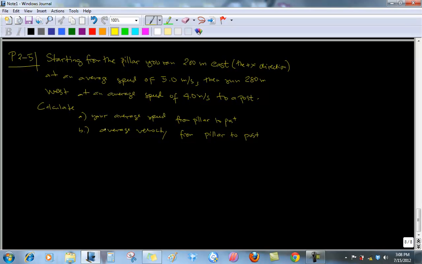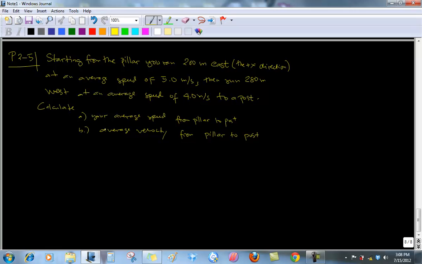Okay, we have here problem 2-5. It states that starting from the pillar, you run 200 meters east, the positive x direction, at an average speed of 5.0 meters per second. Then run 280 meters west at an average speed of 4.0 meters per second to a post. Now calculate letter A, your average speed from pillar to post, and letter B, average velocity from pillar to post.